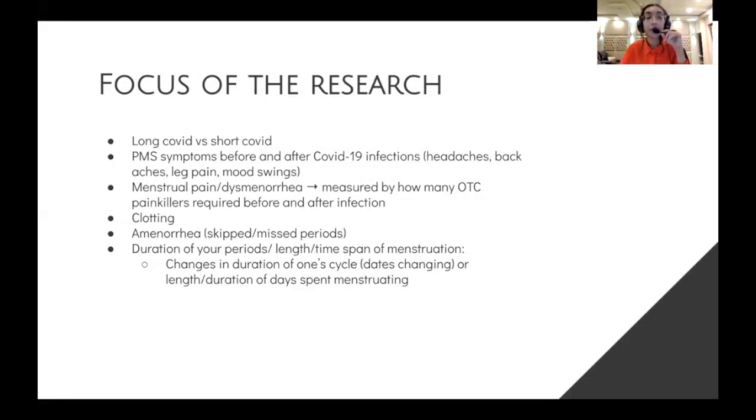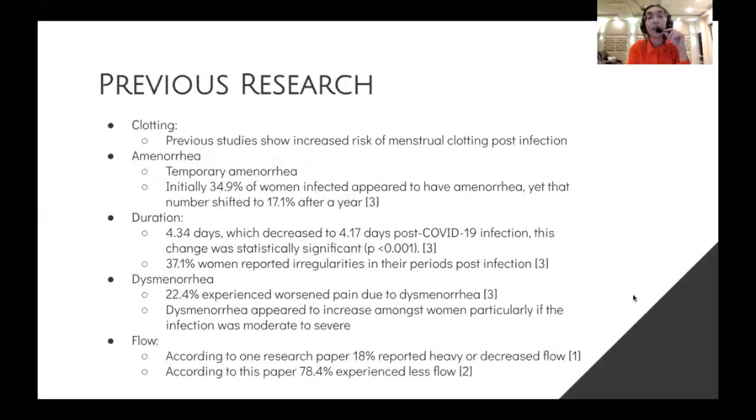Mainly also focusing on dysmenorrhea, which is menstrual pain, which will be measured by how many over-the-counter painkillers are required to bear the pain, pre-infection and post-infection, clotting, amenorrhea, and length of menstrual cycles. The reason these will be primarily in focus is because previous research is showing that there is a correlation between these factors and COVID-19 infections.